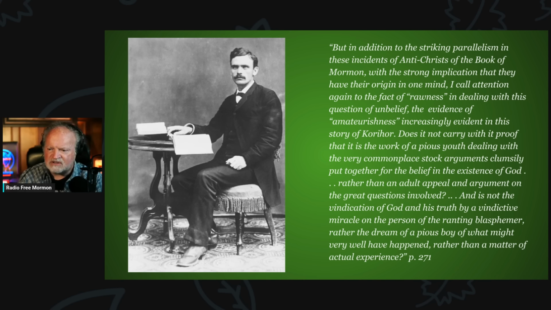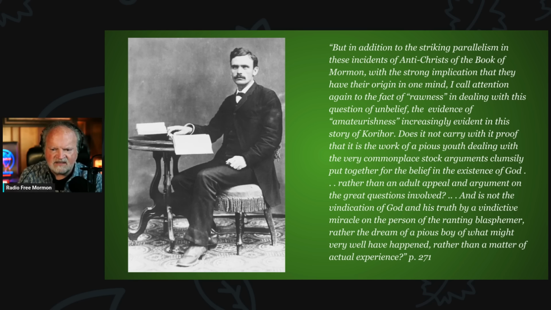He says, I call attention again to the fact of rawness in dealing with this question of unbelief in the Book of Mormon. The evidence of amateurishness increasingly evident in this story of Korihor. So now he's focusing in on that third Antichrist, Korihor, in Alma chapter 30, and talking about how raw and amateurish the writing of the story is when it deals with unbelief. Does it not carry with it proof that it is the work of a pious youth dealing with the very commonplace stock arguments clumsily put together for the belief in the existence of God?